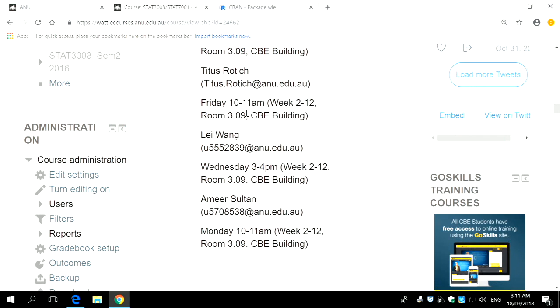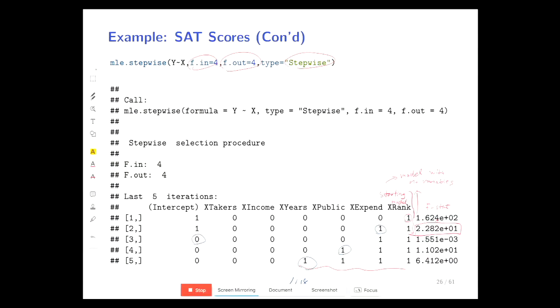Okay, let's continue our previous topic. After this two-week semester break, maybe you have already forgotten some part of this topic, which is called variable selection. So what's the meaning of variable selection?